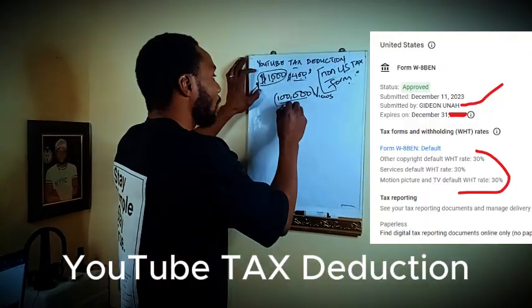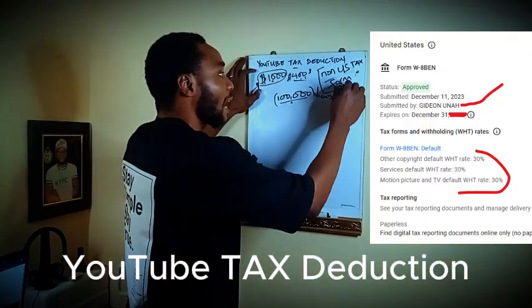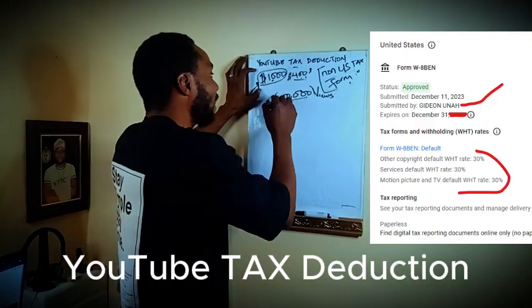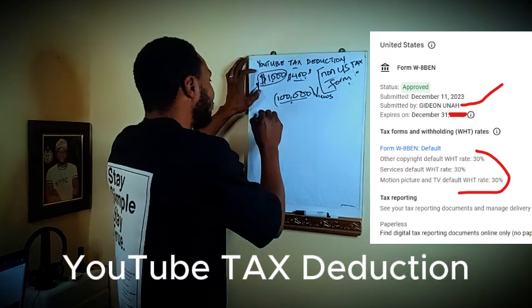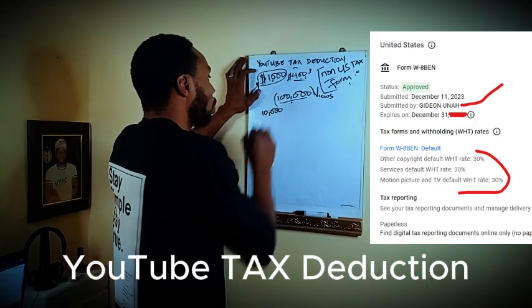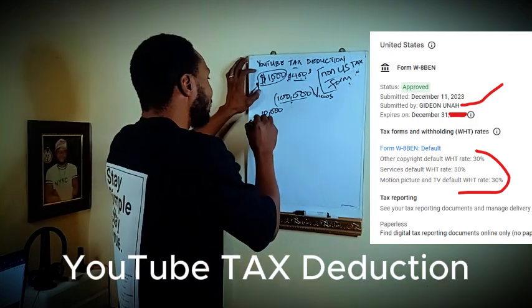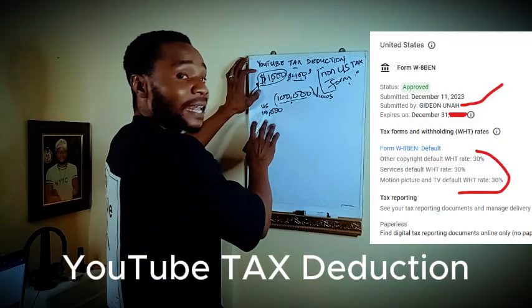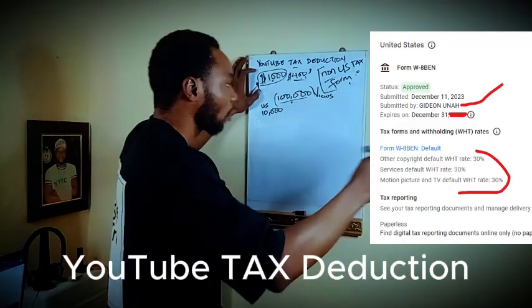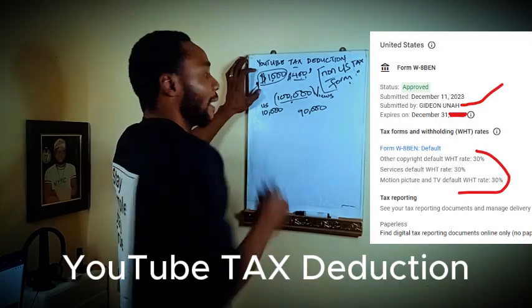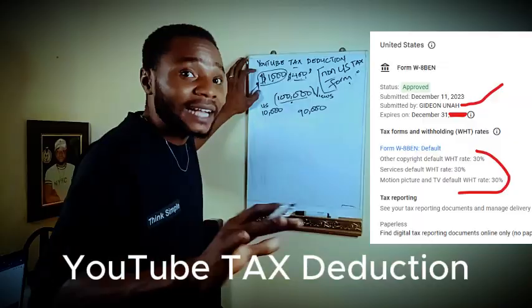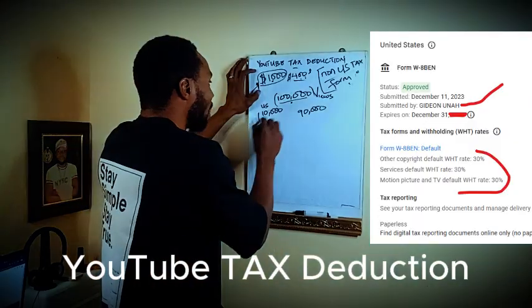From this 100,000 views, if you fill your tax form correctly and a check is run on these 100,000 views, and the views from the United States are about 10,000 views, and views from other countries are about 90,000 views, this is what is going to happen. The tax will be deducted from this amount here.